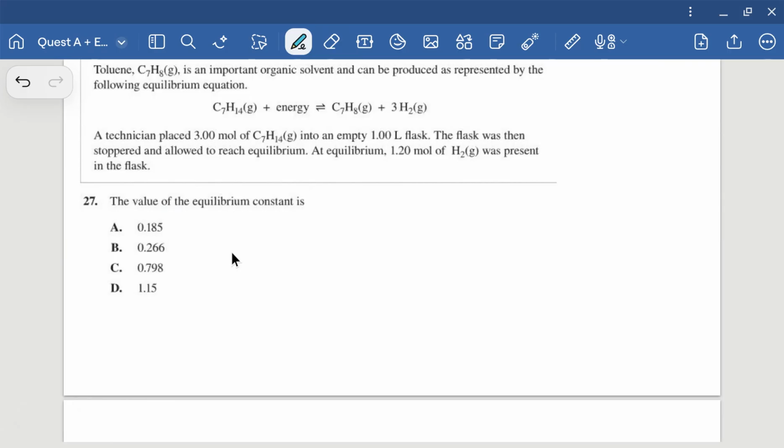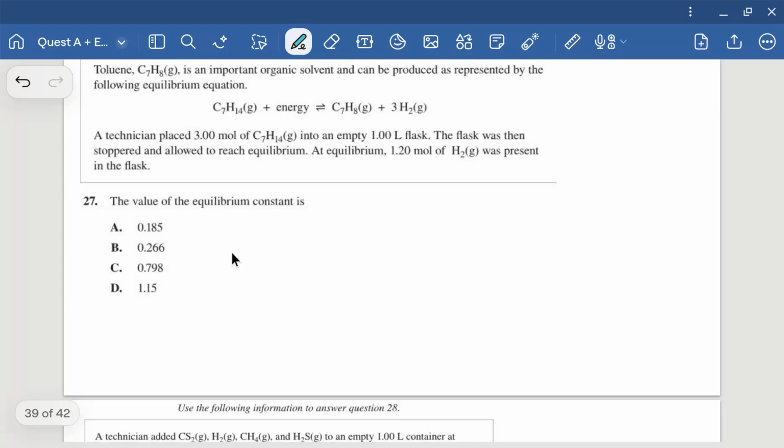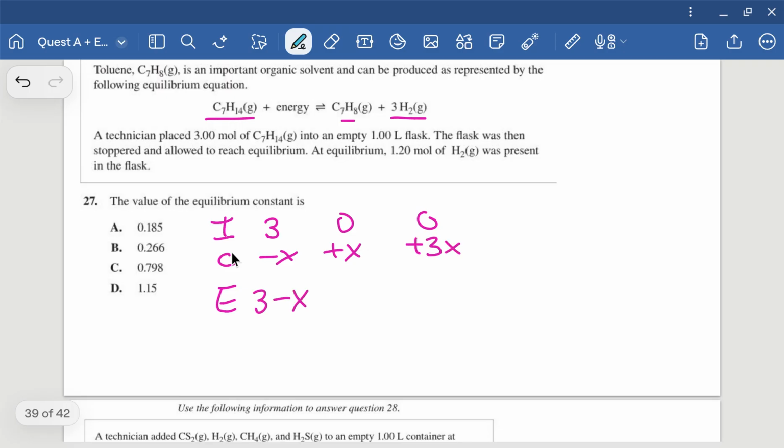Okay, our next one, oh, did that cut off a bit? No, we're good. Our next one is a nice question, but finding Kc. So same idea, setting up your ice chart. You have 3 moles per liter of your C7H14. And again, unless it tells you otherwise, assume your products are 0. Then use your mole ratio, reactants are used up, products are formed. Fill in your chart by adding your columns. And then it tells you at equilibrium, your hydrogen, so this one here, equals 1.20.